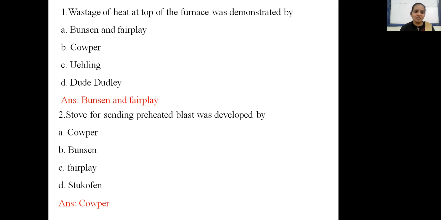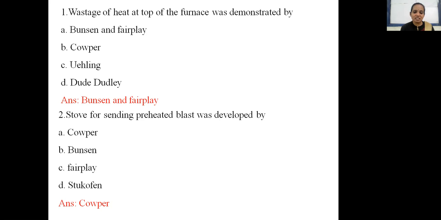Apart from this, you can see here Cowper. He is the person who invented the stoves to preheat the blast of air. Helling invented the pig casting machine in 1894 to expedite and mechanize the casting operation. Dudley also demonstrated the usage of exhaust gases and all. Let's see question number 2.